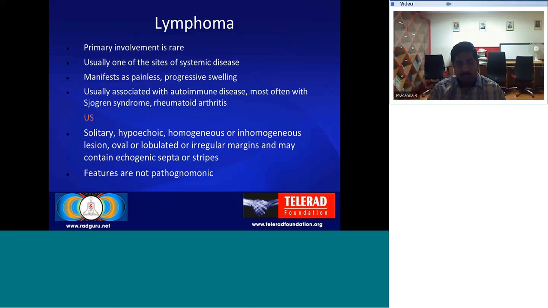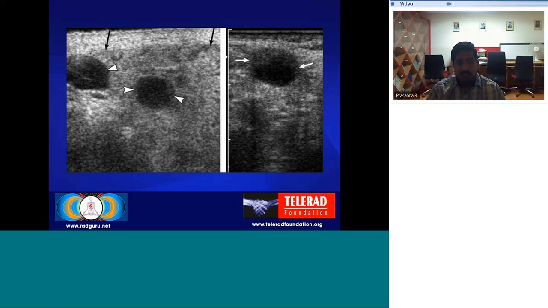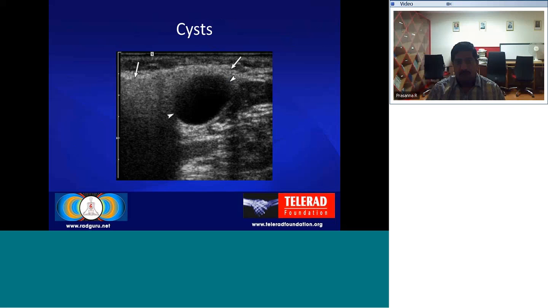Whereas if you see a lesion which is involving only the salivary gland, it is very rare that it primarily involves the salivary gland. So we see that there can be enlargement of the intraparotid lymph nodes. And after the lymphoma, the other common lesions that we may incidentally see in salivary glands would be the cysts. Cysts can be present as a simple cyst or a complex cyst.